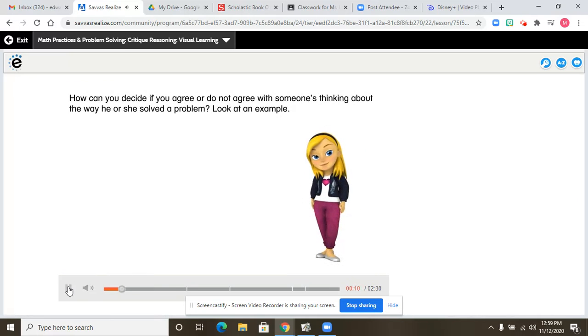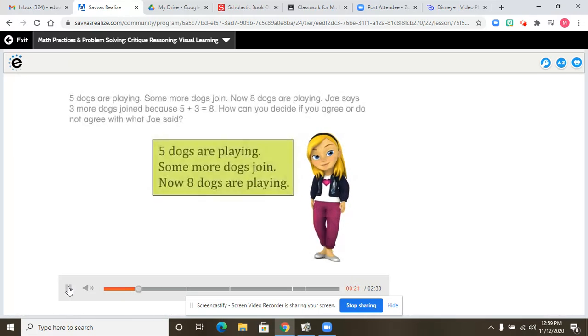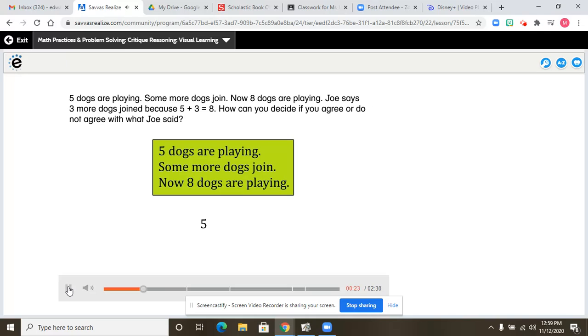How can you decide if you agree or do not agree with someone's thinking about the way he or she solved a problem? Look at an example. 5 dogs are playing. Some more dogs join. Now 8 dogs are playing. Joe says 3 more dogs joined because 5 plus 3 equals 8. How can you decide if you agree or do not agree with what Joe said?